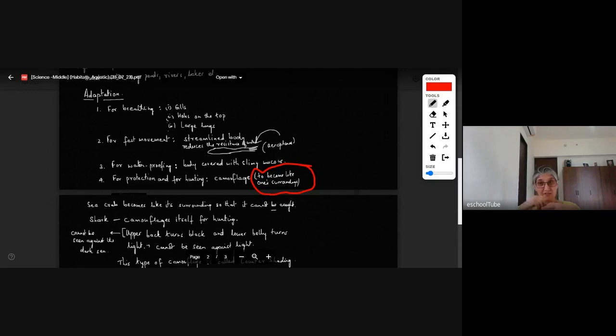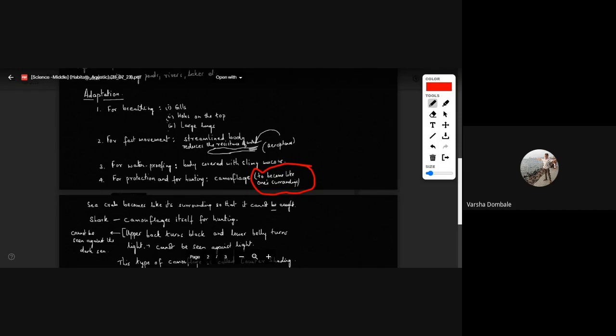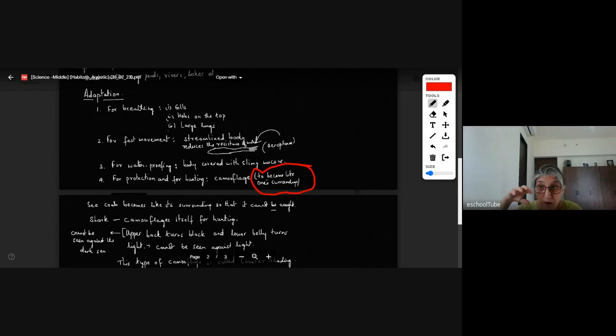So one is for protection, like a chameleon. But that chameleon is not an aquatic animal. We are talking about adaptation. Although these are common points for all adaptations, for the aquatic animals, camouflaging is done by the shark. The back of the shark is black in color, so that from the top it can't be seen. Then the lower portion of the shark is very light because light does not reach that portion. So when it is going to attack what it wants to eat, they also don't come to know because it is light like the water.